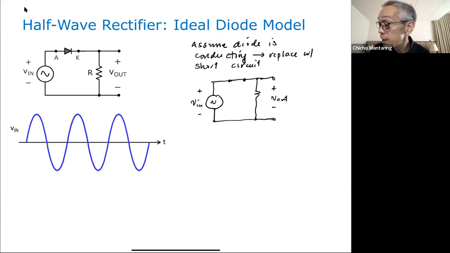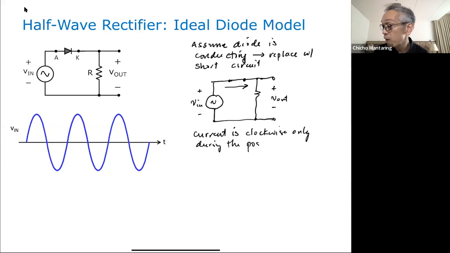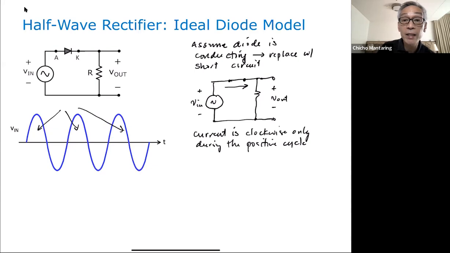Okay, how do we know that this is valid? This is valid if we get a direction of current this way. Okay. If we get a direction of current this way, then this is valid. Okay, kailan magiging clockwise ang direction ng current natin? When will our current be flowing from the left to right? That will only happen during the positive cycles. Okay, so current is clockwise only during the positive cycle. So dito, okay? It is only during the positive cycle that current is clockwise. Okay, so here in these positive cycles, the assumption is valid.